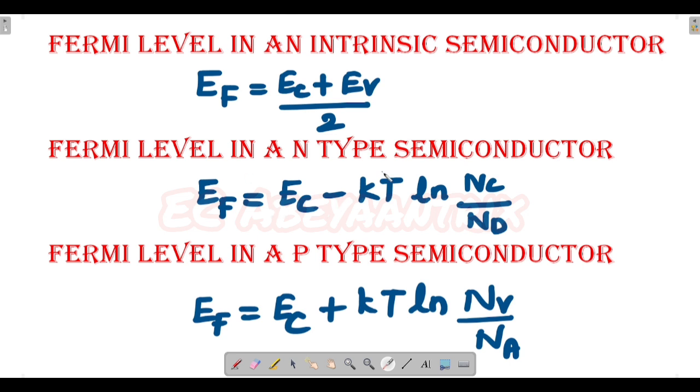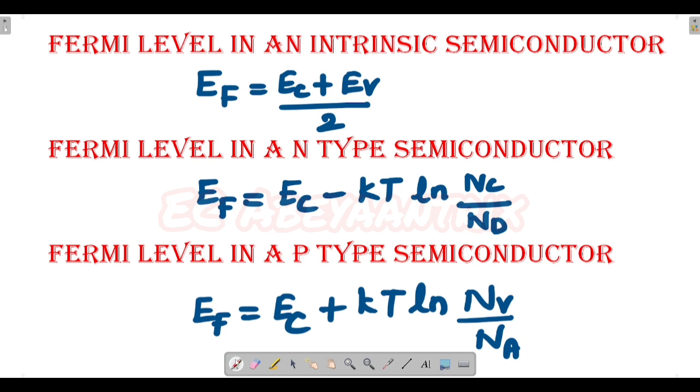Got the point? Next, in an N-type semiconductor, the formula for the Fermi level will be like this: EF equal to EC minus KT ln NC by ND. And in a P-type semiconductor, the same formula, but with a plus sign: KT ln. Here we have NC, and here we have NV, and here ND, and here NA. What are NC, ND, NA, NV? These notations we have seen in this slide particularly. So this is a new parameter.